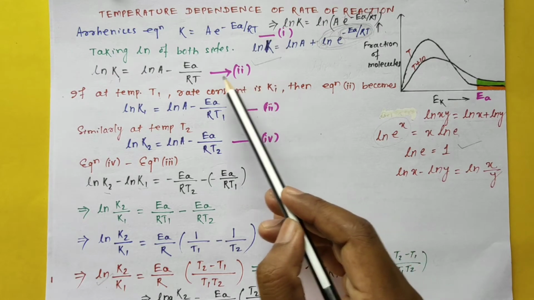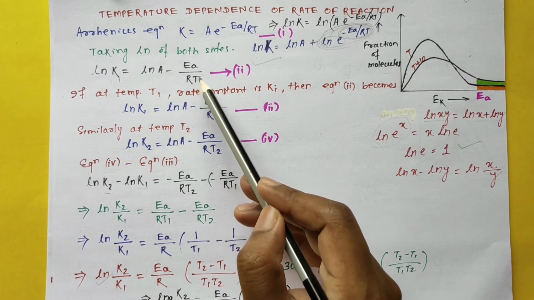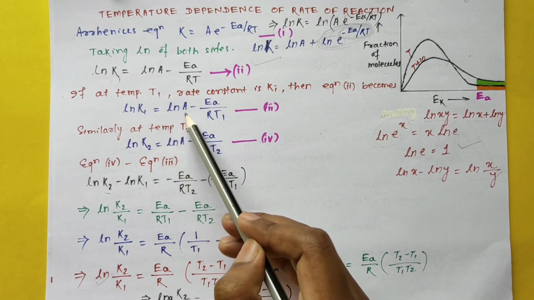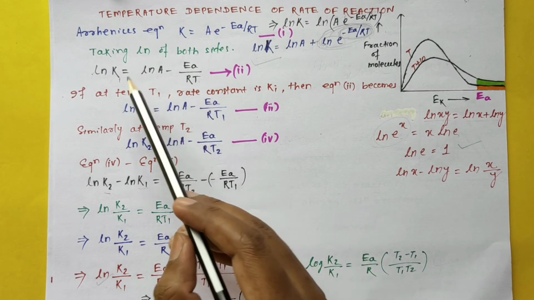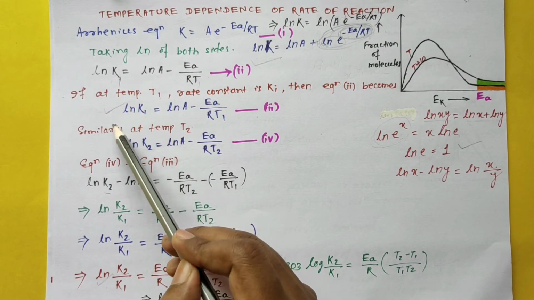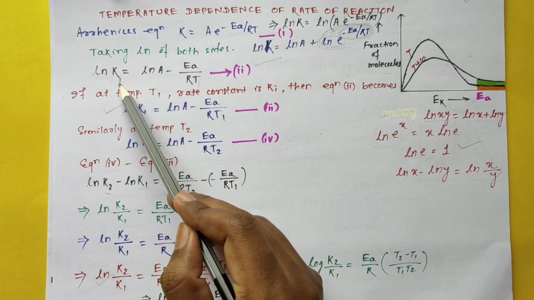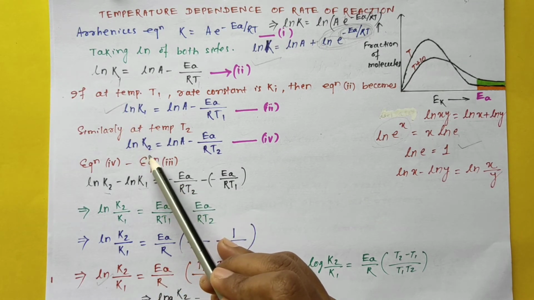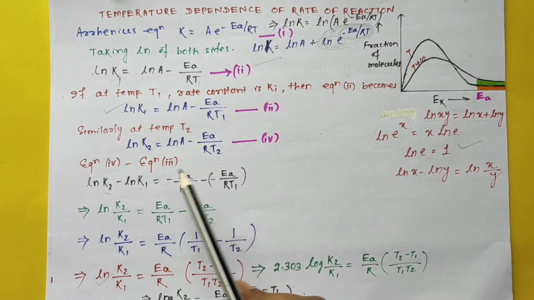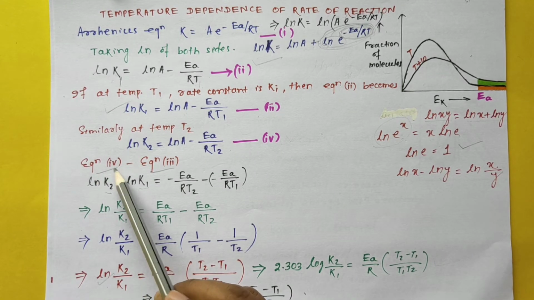Okay. If we take this expression for different temperatures T1 and T2, then the expression will be ln k1 = ln A minus Ea/RT1. Why? Because at temperature T1 the rate constant will be k1. If we take temperature T2, then that constant will be k2. That means the expression will be ln k2 = ln A minus Ea/RT2. Right now, if we subtract equation 3 from equation 4, then what will be the expression?